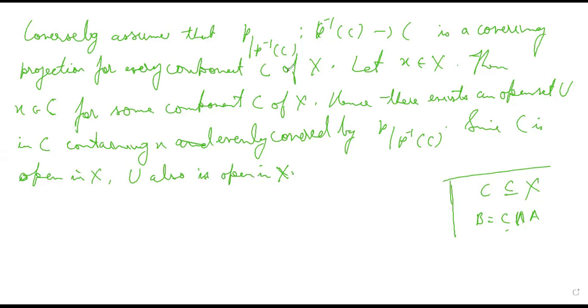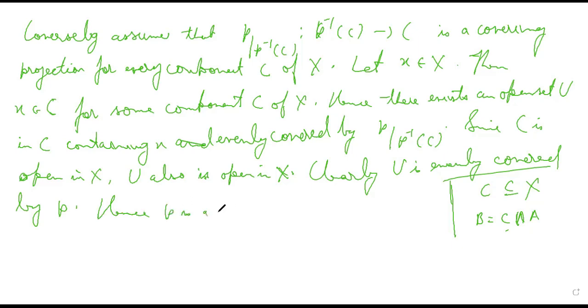And clearly U is evenly covered by P, because it is completely contained in C and it is evenly covered by the restriction of P over this. So definitely it will be evenly covered by P. So this completes the proof. Hence P is a covering projection.